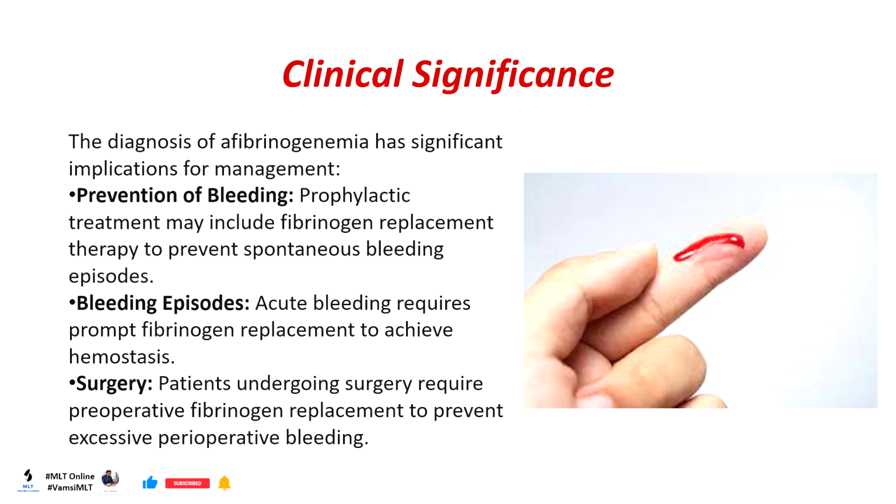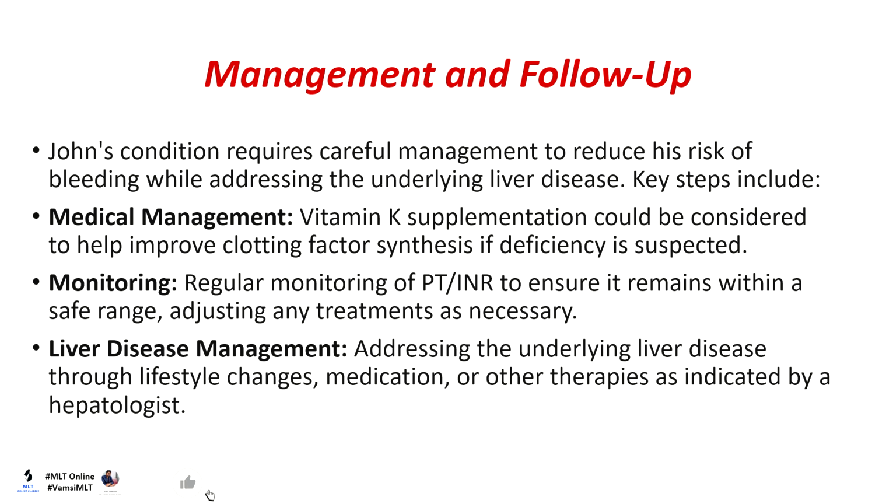Management and follow-up. John's condition requires careful management to reduce his risk of bleeding while addressing the underlying liver disease. Key steps include medical management. Vitamin K supplementation could be considered to help improve clotting factor synthesis if deficiency is suspected. Monitoring: regular monitoring of PT-INR to ensure it remains within a safe range, adjusting any treatments as necessary. Liver disease management: addressing the underlying liver disease through lifestyle changes, medication, or other therapies as indicated by a hepatologist.